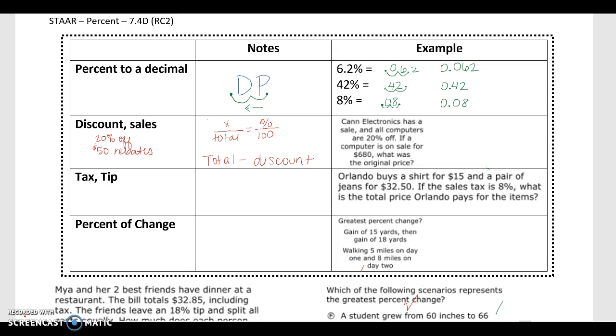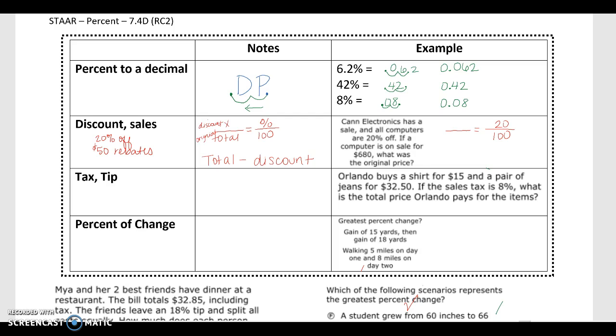So here's an example. It says Can Electronics has a sale. All computers are 20% off. If the computer was on sale for $680, what is the original price? We know we're going to use a proportion, because percent means proportion. 20% is going to go up here. Percent always goes on top. So over here, it's going to be the discount amount over the total, or over the original price.